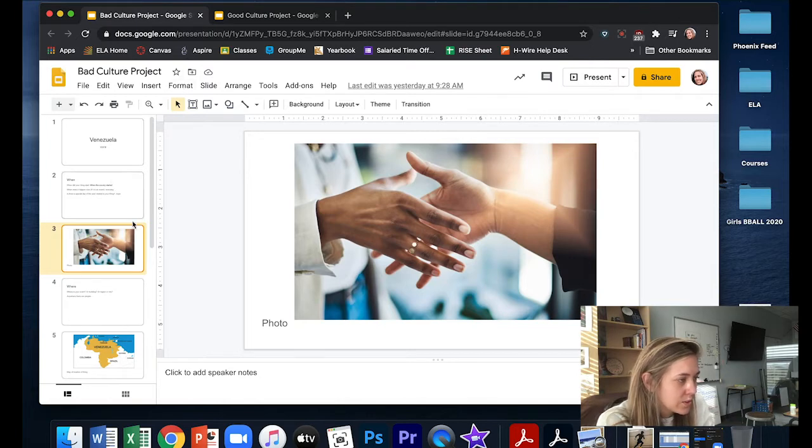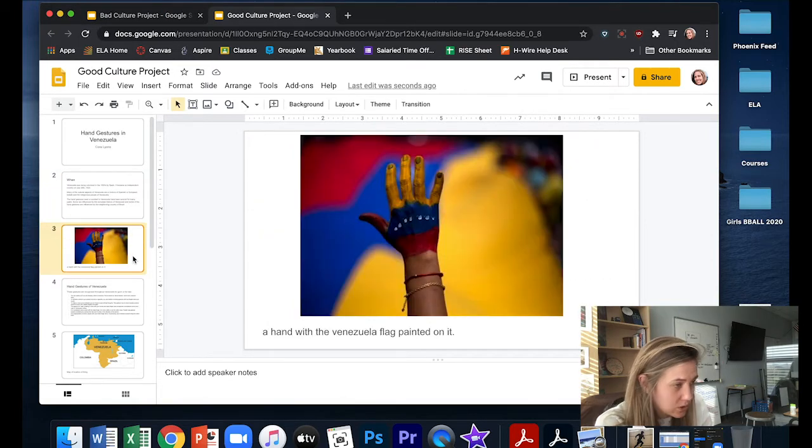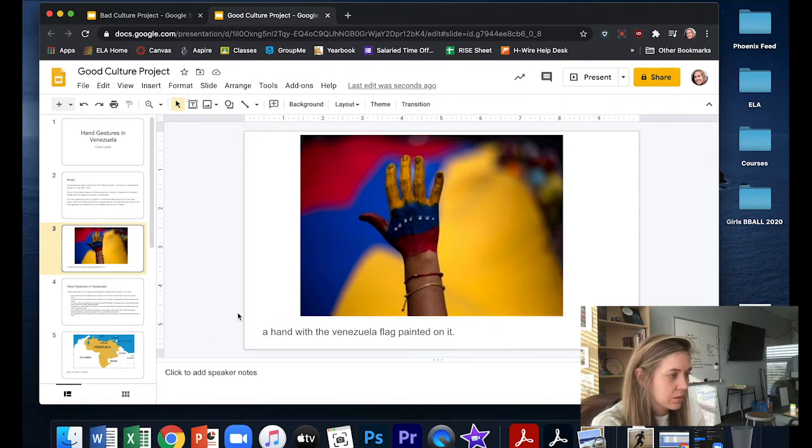So instead of just a generic photo that just says photo, it can be helpful to have a photo that's specific to your project. And even if the photo is not super clear, add a caption so that you can explain what the photo is for.